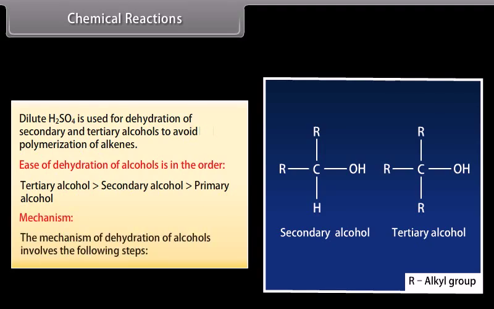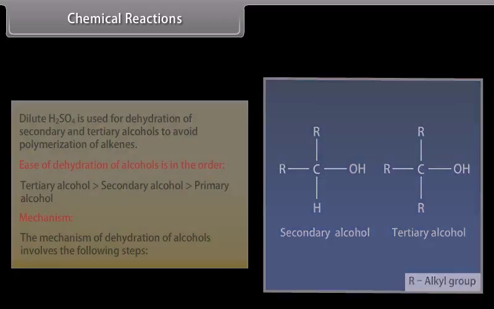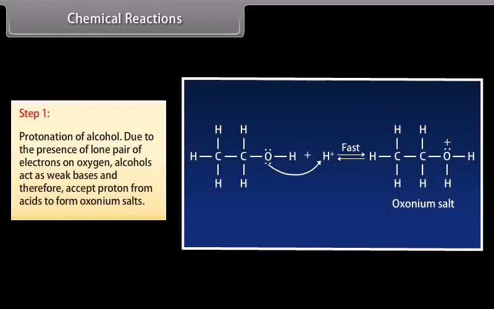Mechanism. The mechanism of dehydration of alcohols involves the following steps. Step 1. Protonation of alcohol. Due to the presence of lone pair of electrons on oxygen, alcohols act as weak bases and therefore accept proton from acids to form oxonium salts.